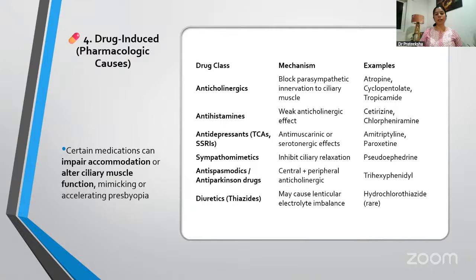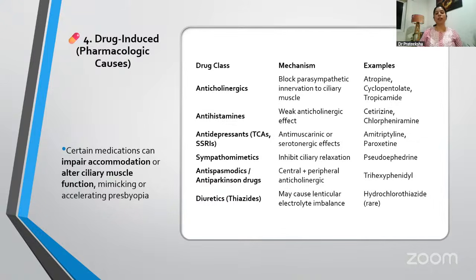Antihistamines, with weak anticholinergic effect, like cetirizine and chlorpheniramine. Antidepressants, with antimuscarinic or serotonergic effects, like amitriptyline, and then you have paroxetine. Sympathomimetics inhibit ciliary relaxation, like pseudoephedrine. Antispasmodic and anti-Parkinsonism drugs, with central and peripheral anticholinergic action, like trihexyphenidyl.